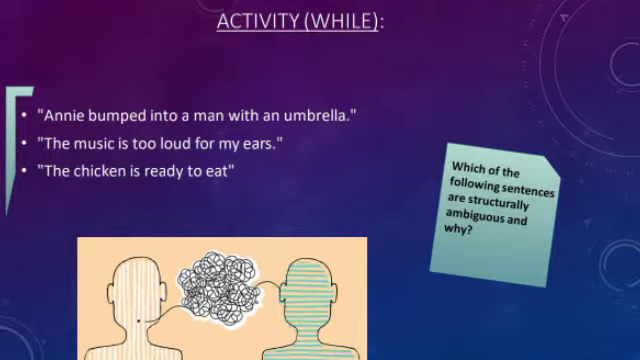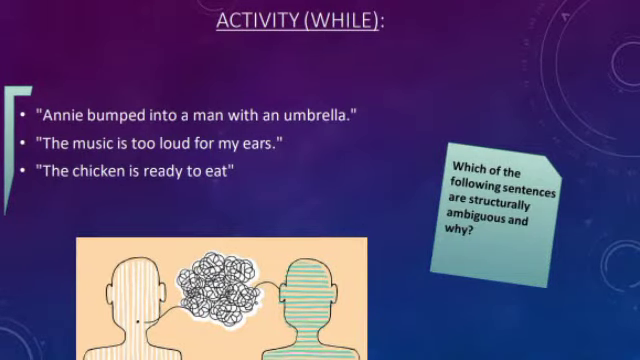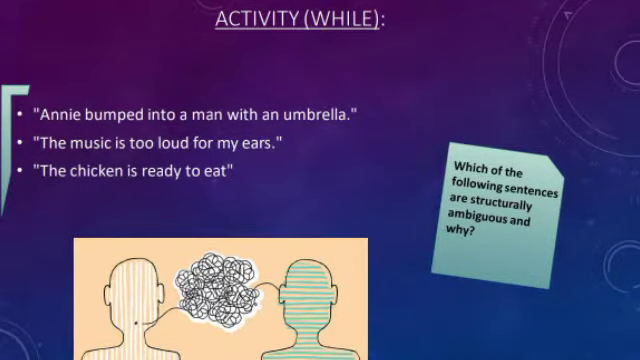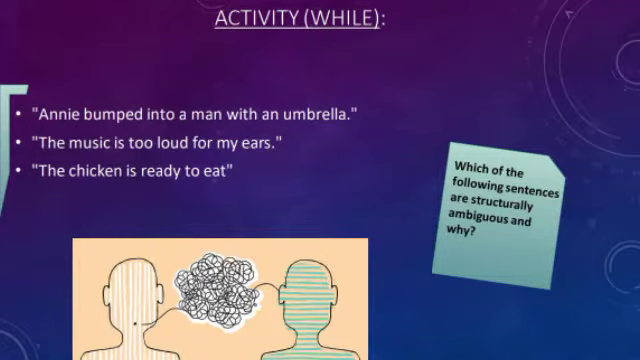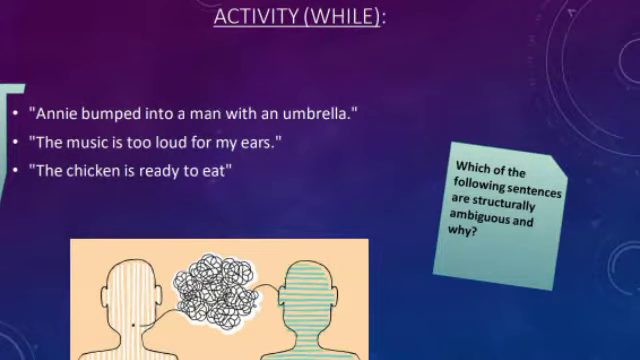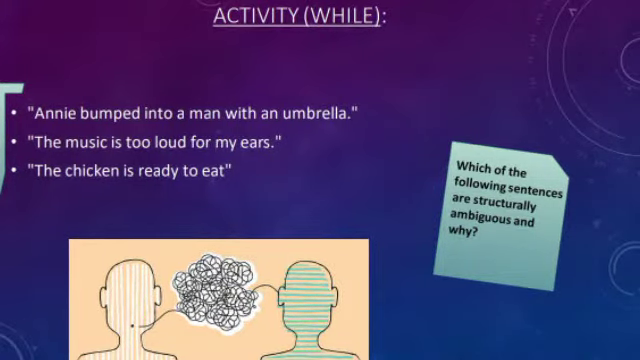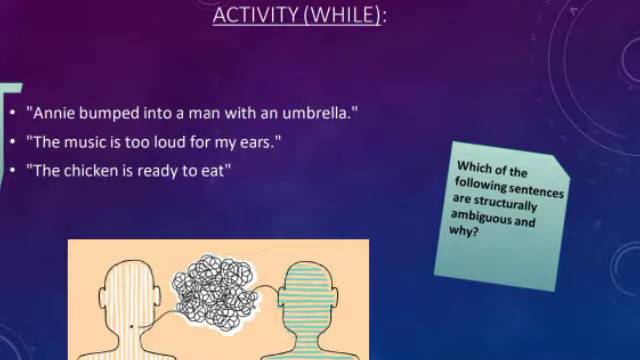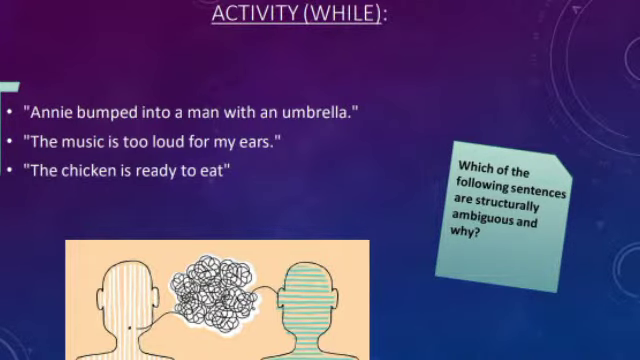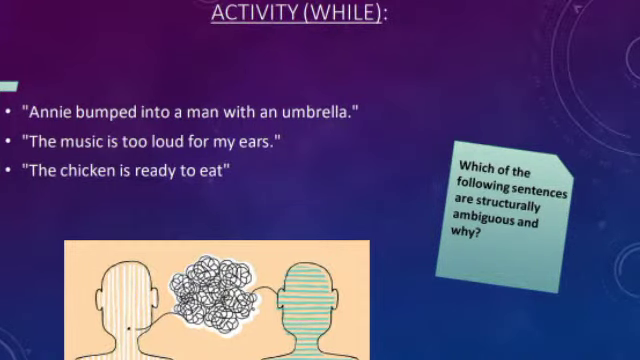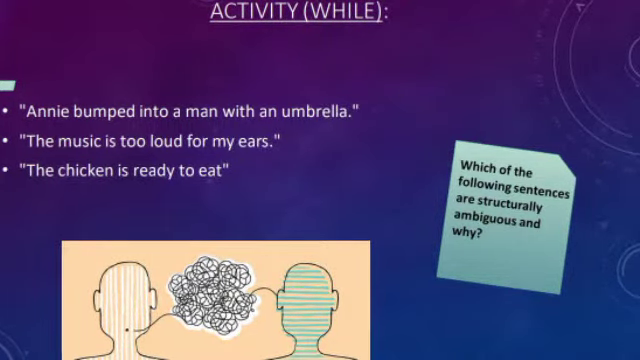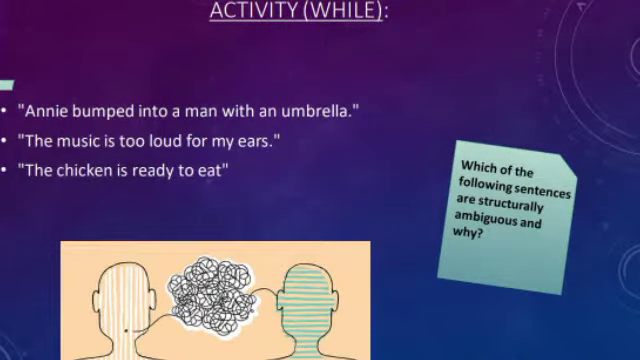The explanation of the first ambiguous sentence can show two ideas. One, that Annie had an umbrella and she bumped into a man. Or the second, that Annie bumped into a man when he happened to be carrying an umbrella. And for the second, the first interpretation can be understood as that the chicken is cooked, so people can eat it at dinner. And the second is that the chicken is ready to eat its food.